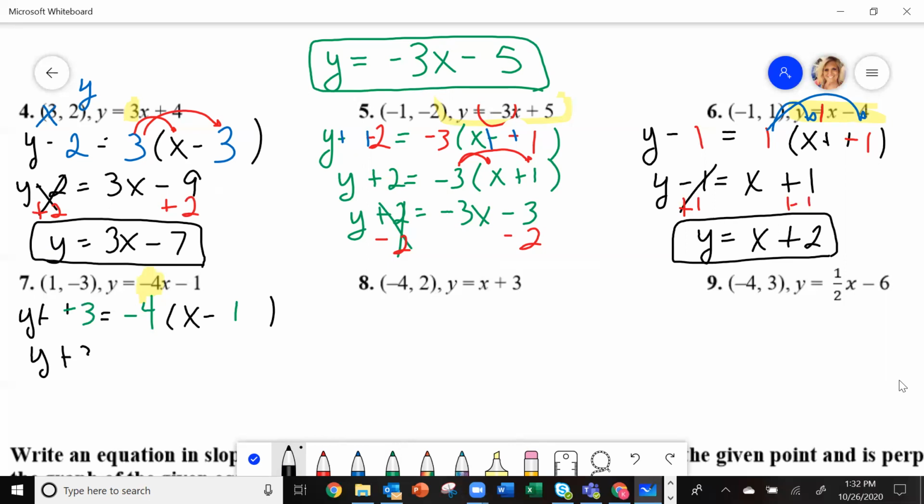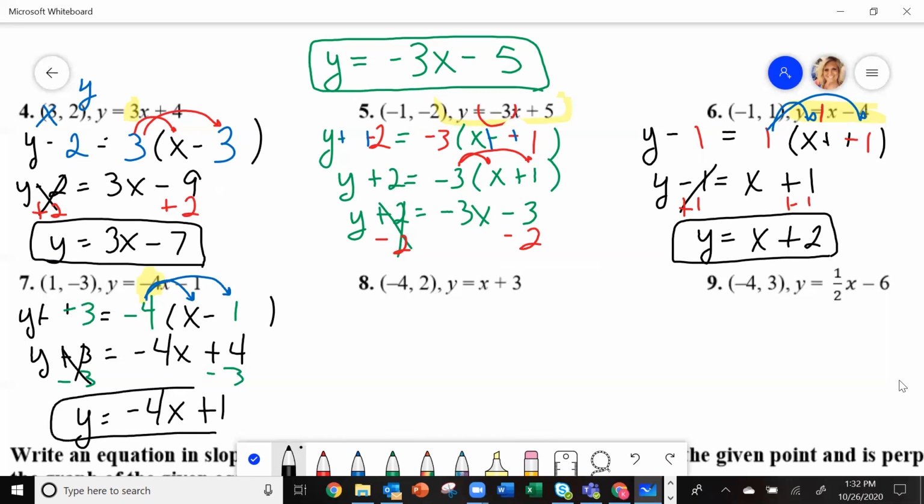Y plus 3 equals, now, -4 times x, -4 times -1. So -4x, -4 times -1 is +4. You need to subtract 3 from each side. Y equals -4x plus 1. This is what your answer should have been.